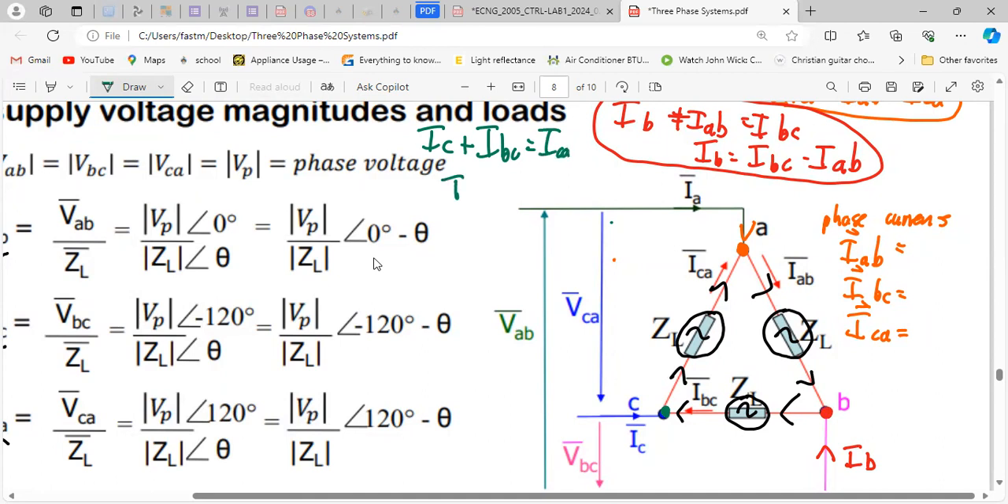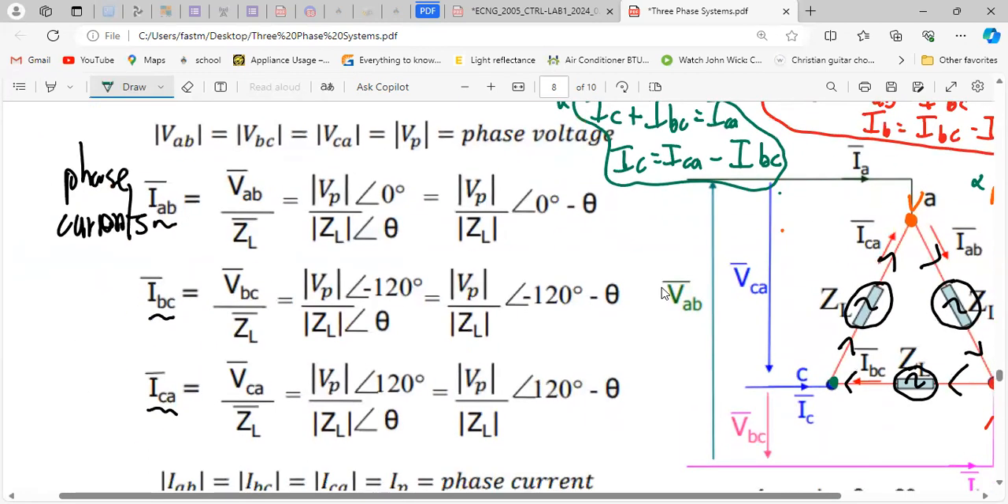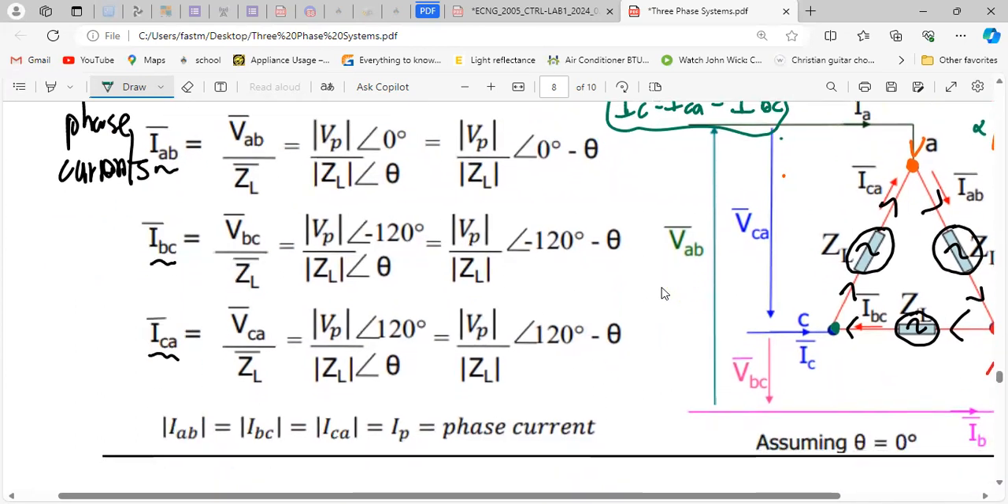Make IC the subject of the formula. So that's equal to ICA minus IBC. Right? And those are your three line current equations, which will come in handy when we are plotting the phasors. Right? Yeah, so I'll show you the phase currents. I'll show you the line currents. All this is basically telling you the currents and the relationship between them, which you already know.